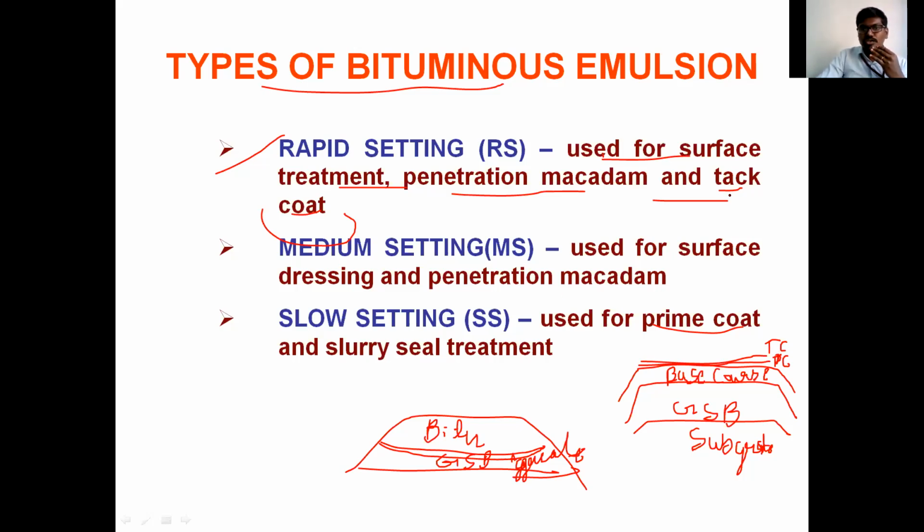So rapid setting is usually used in tack coat, and medium setting bitumen emulsion is used for surface dressing and penetration macadam. After this PC, prime coat, and TC, tack coat, we will provide the bituminous layer. This bituminous layer may consist of two layers, dense bituminous macadam and bituminous concrete. I'm mentioning the words clearly with the abbreviations because you need to remember these layer names during the pavement design, that is in unit 5.